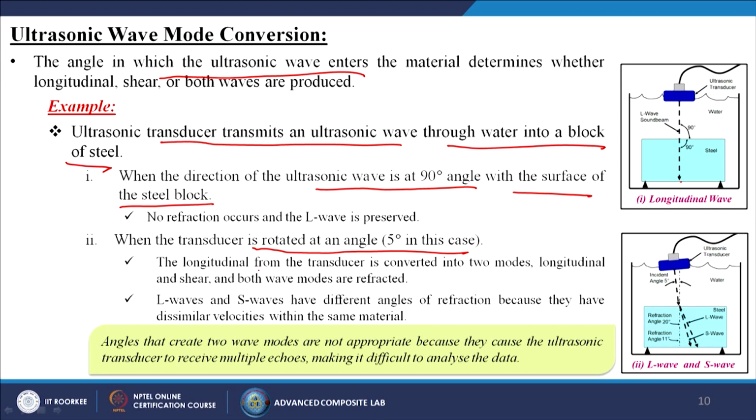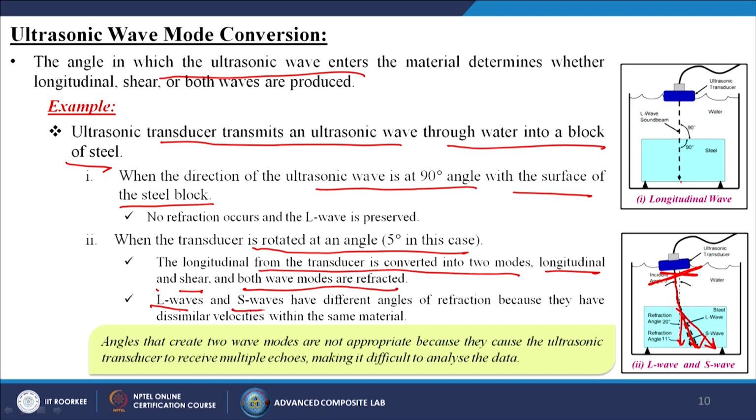When the transducer is rotated at an angle, say 5° in this case, what is happening? The longitudinal wave from the transducer is converted into two modes, one longitudinal and another shear, and both wave modes are refracted. One will come straight, another will come at some angle. So, one is the L wave, another is the S wave. When there is no angle it goes straight, but when we give an angle, automatically it will be deflected. One will come in this direction, another in that direction. One is called the L wave, another the S wave.